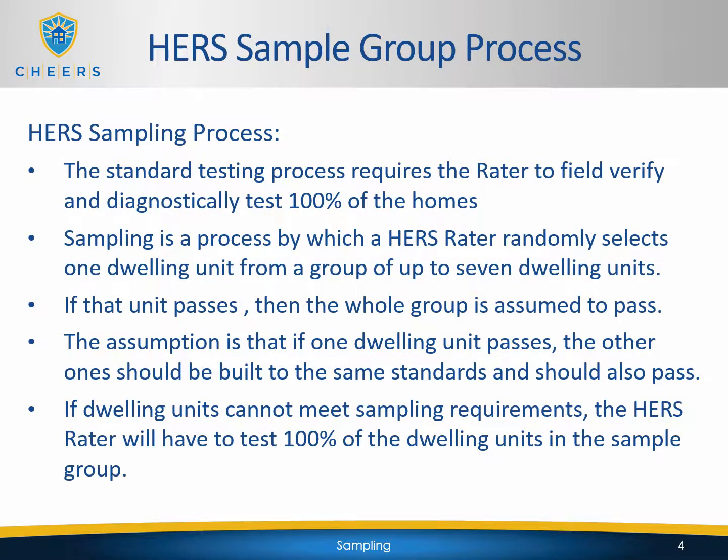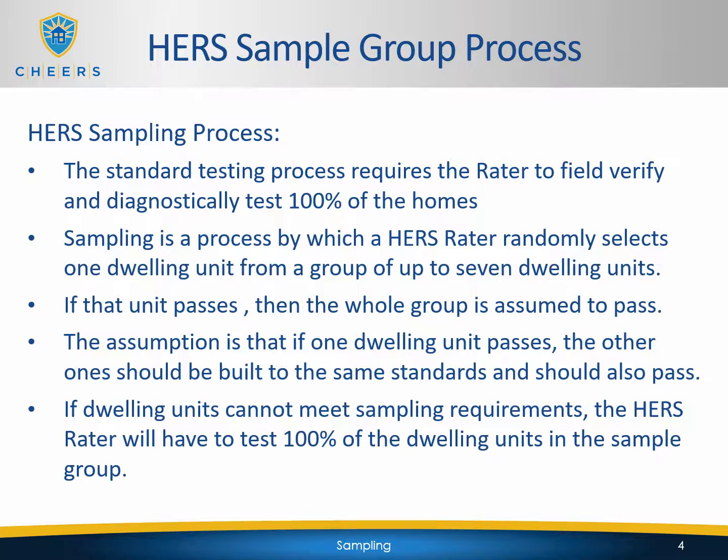So the standard testing process requires the rater to field verify and diagnostically test 100% of the homes. So not only is the installing contractor going out and performing their testing for the CF2R on every single home, the HERS rater also follows behind them and does the same test to verify the results so they can complete the CF3R on that home. So every home gets tested twice, once by the installing contractor and once by the HERS rater.